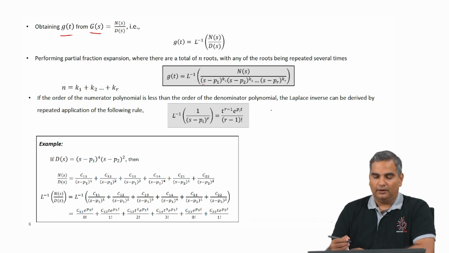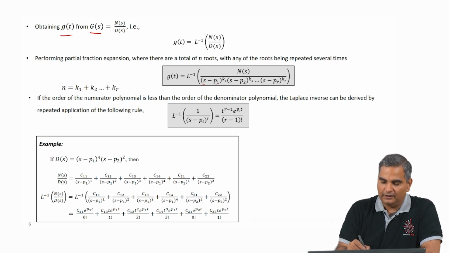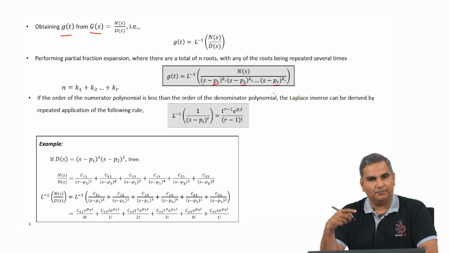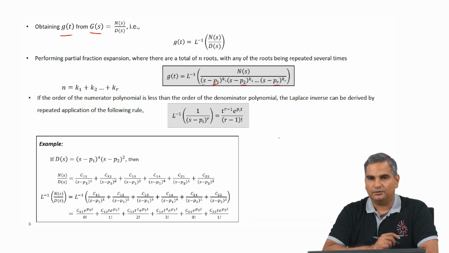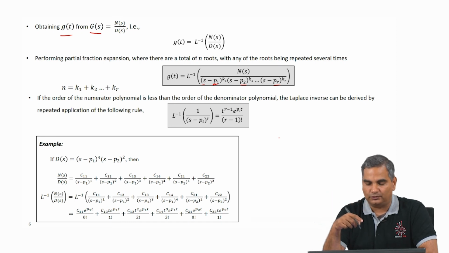So, what we then say is, to generalize this, every root in the denominator polynomial, which is a pole, let us say p1 to pr, each of these poles can be repeated many times. If they are not repeated at all, then I will have n poles. But let us say if one pole repeats and nothing else repeats, I will have n minus 1 poles and so on.